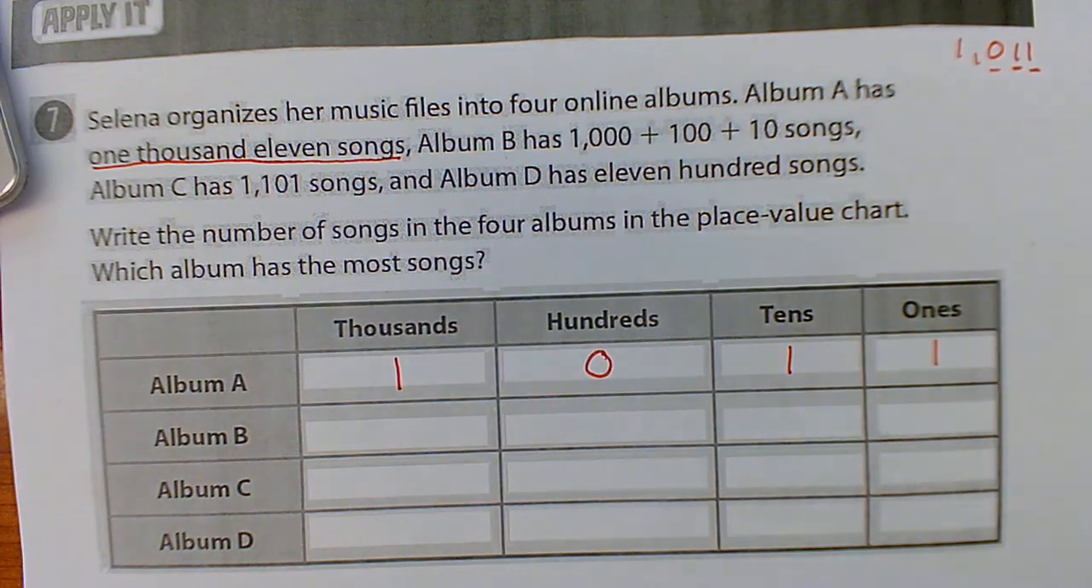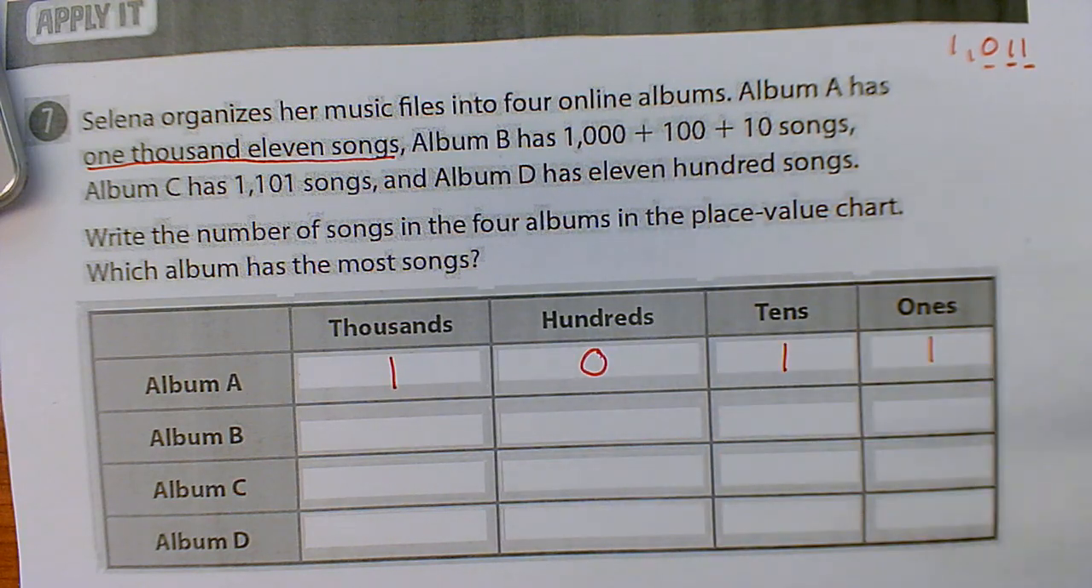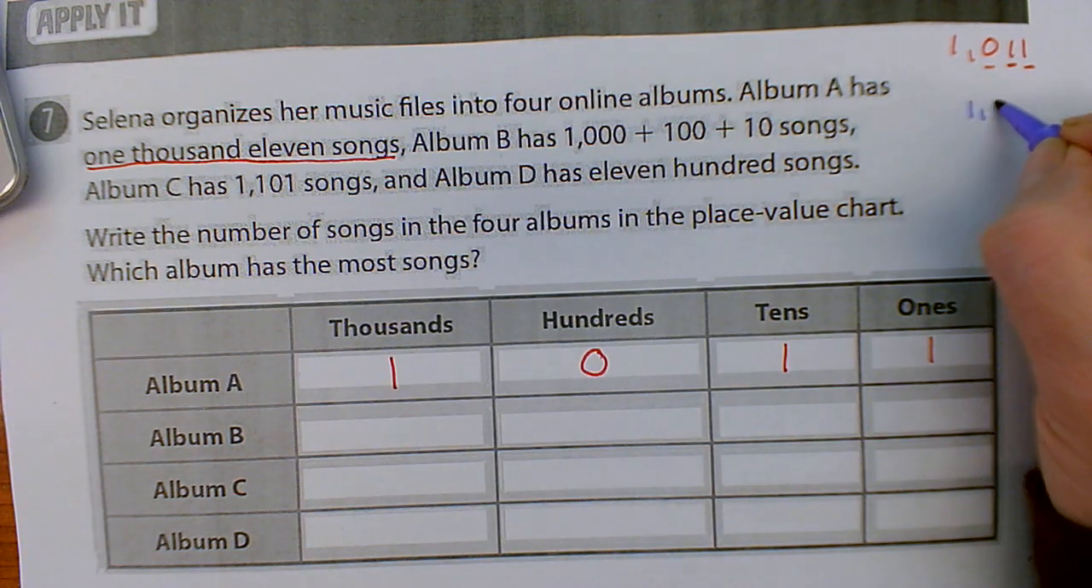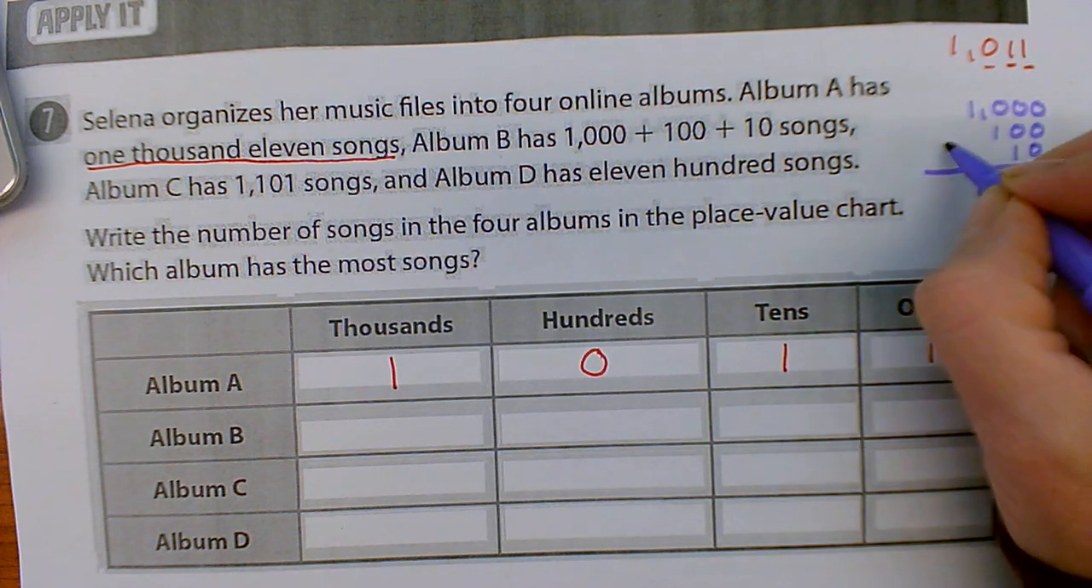So now let's go to the next one. Album B has 1,000 plus 100 plus 10. So I can either just write those in here, or I could stack them and add them, and that's the safe way, right?